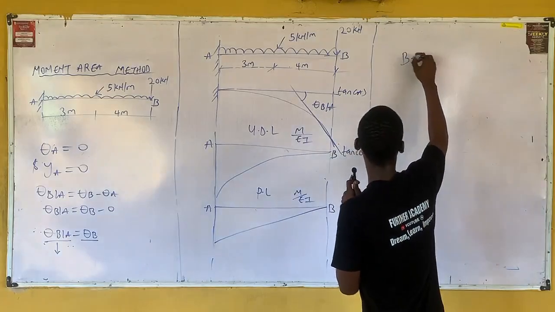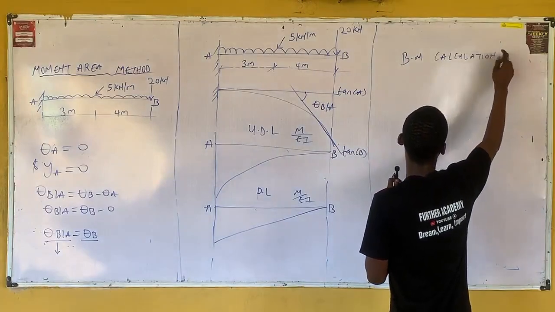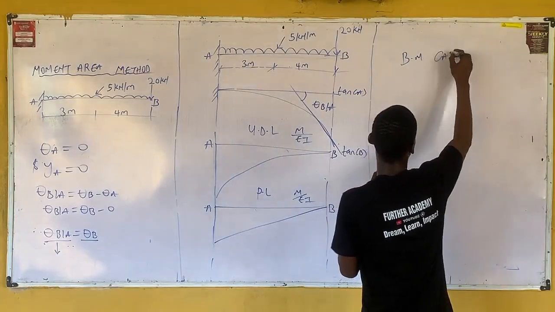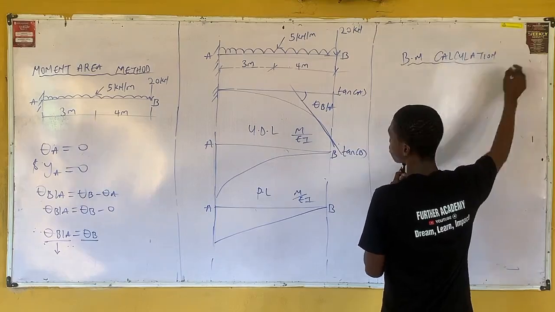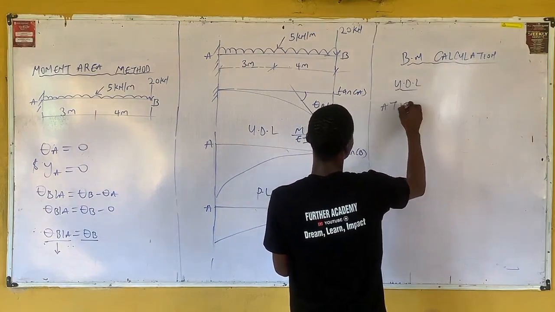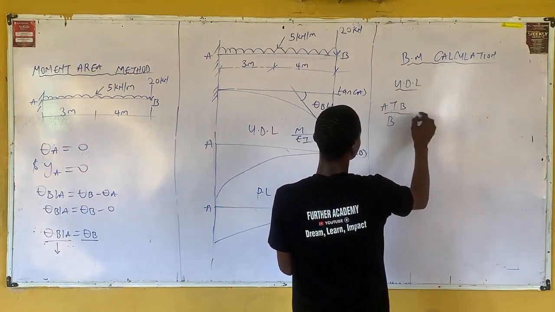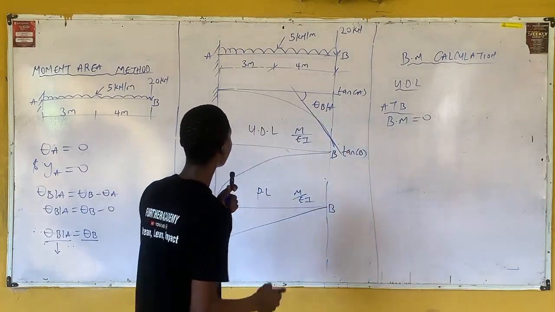Bending moment calculation, right? By bending moment calculation, due to UDL at B, bending moment equals 0. The next point is what?